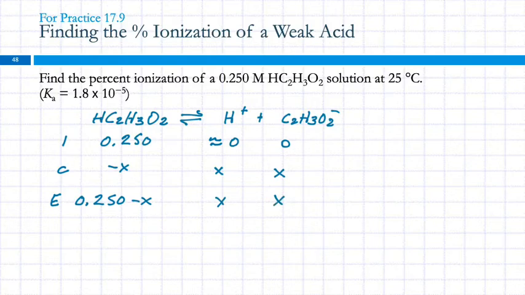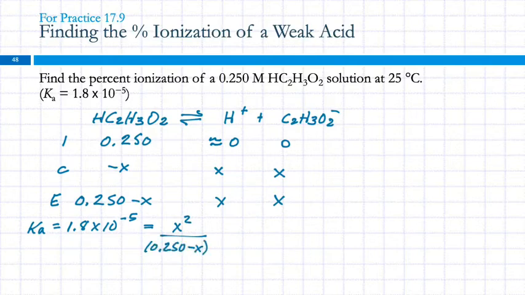When we're doing these tables just for a weak acid by itself, it ends up being the same every time. So Ka, 1.8 times 10 to the minus 5, is going to equal x squared over 0.25 minus x. So x is 0.0021.